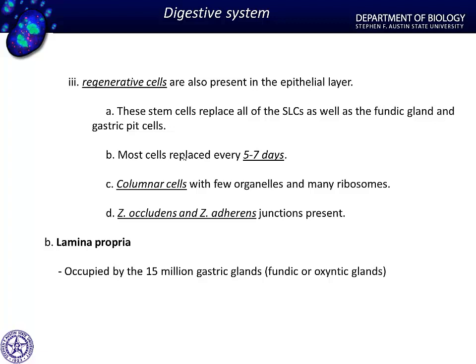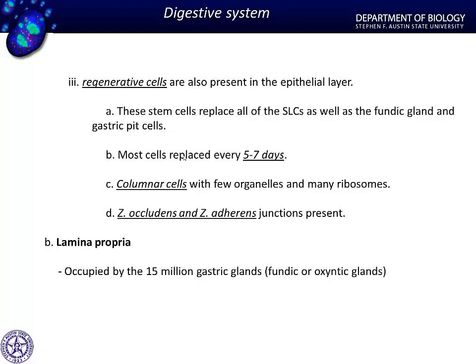So the regenerative cells are going to look a lot like their surface lining cells. They're columnar in nature. You have the zonula occludens, zonula adherens, but these are going to be highly mitotic. And so if you happen to see a figure and you see mitotic activity, you know that's a regenerative cell that's becoming a surface lining cell.